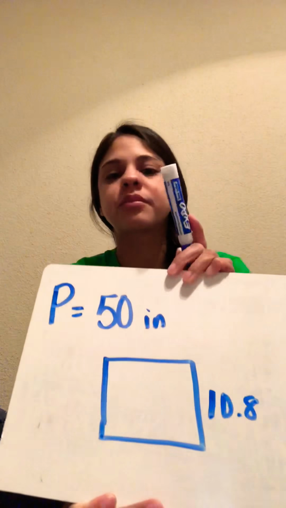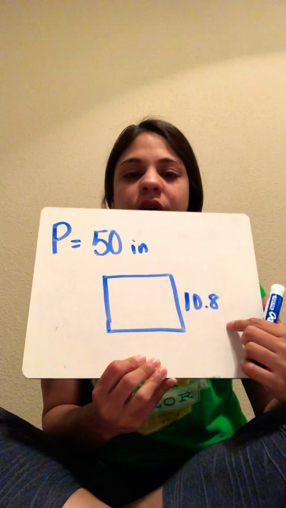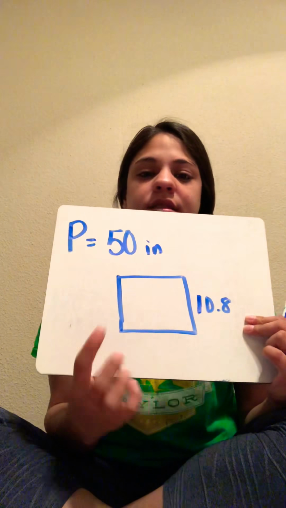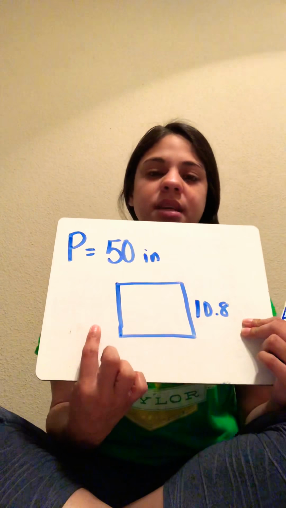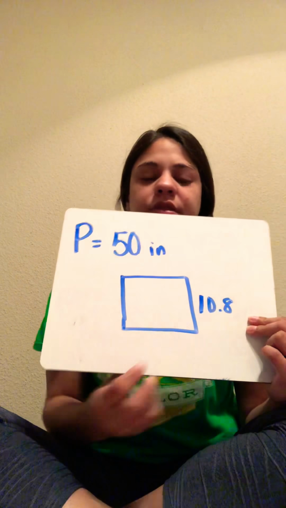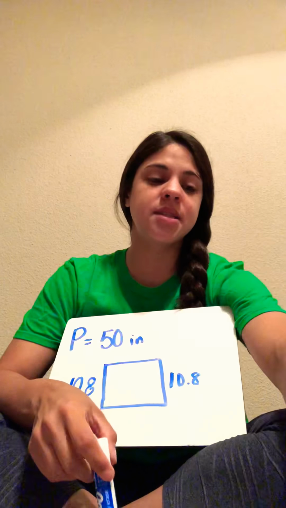Notice you have to label all of your sides. So if this side is 10 and 8/10, then that means that this side should also be 10 and 8/10. Opposite sides are congruent. Okay, now they want you to find the length, the missing length.